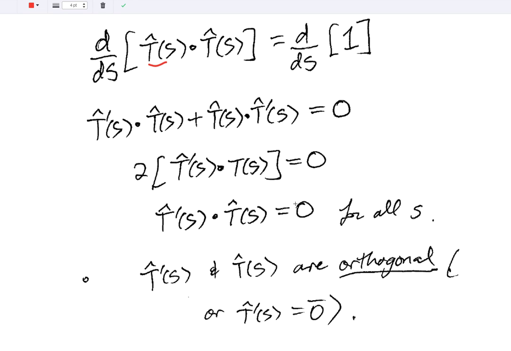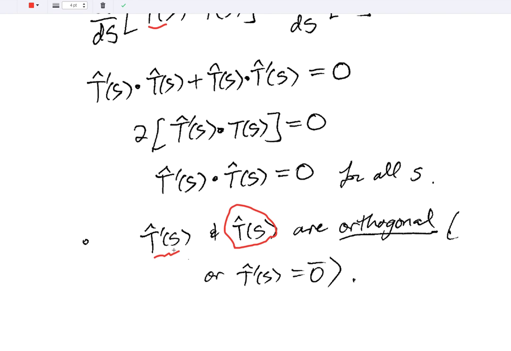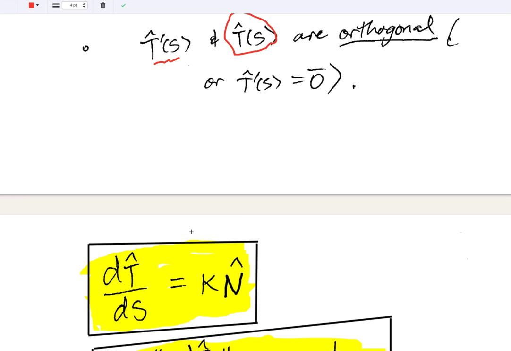What does that mean? That means t prime of s and t of s are orthogonal, or it could be, since this is a unit vector, this is never going to be 0 here, that t prime could be 0. So these are either orthogonal or that guy right there is 0. And some people would say in a degenerate way that makes them orthogonal too. However you want to say it. So let's keep that in mind here.